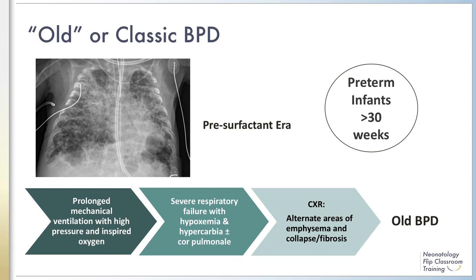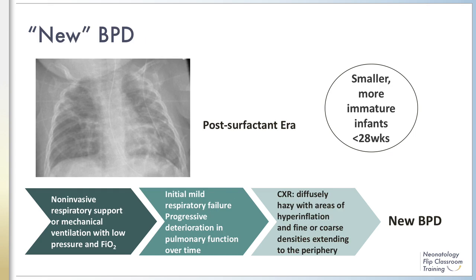Advances in neonatal care, such as the introduction of antenatal steroids and surfactant replacement therapy, have resulted in the survival of smaller and more premature infants. As a result, the concept of new BPD emerged. Many infants start with minimal or mild RDS that only required low levels of respiratory support after birth. They then have deterioration in lung function and need higher respiratory support and inspired oxygen.